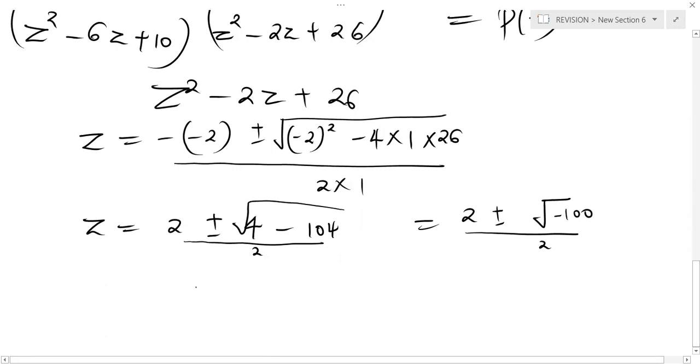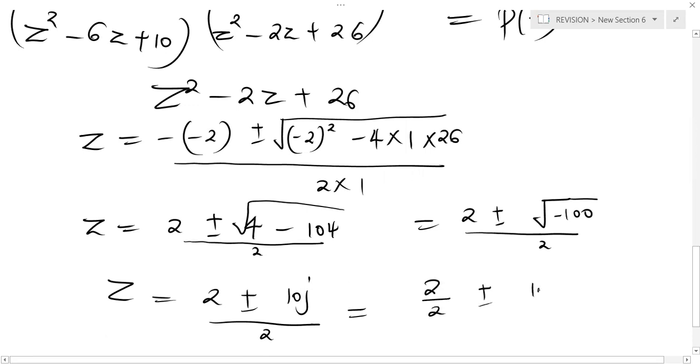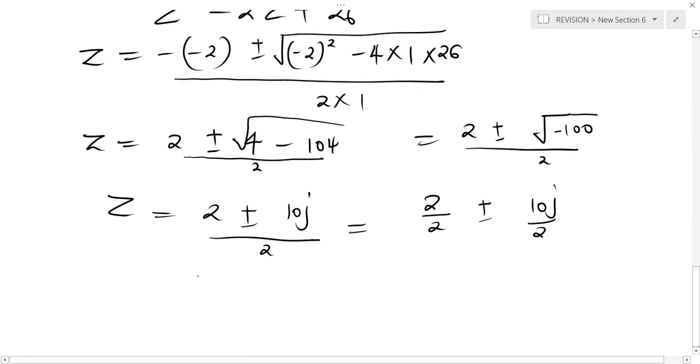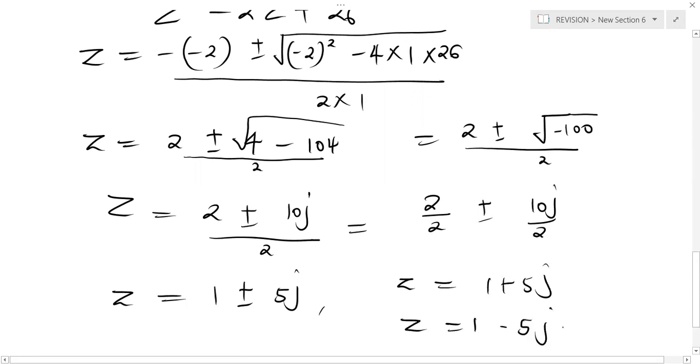So our z will be equal to 2 plus or minus, what's the square root of minus 100? That will give us 10j, all this divided by 2. So divide by 2, we have 2 divided by 2 plus or minus 10j divided by 2. So this gives us the 2 complex roots. So this is 1 plus or minus 5j. So the roots are z is equal to 1 plus 5j and z is equal to 1 minus 5j. That's how we go about that question.